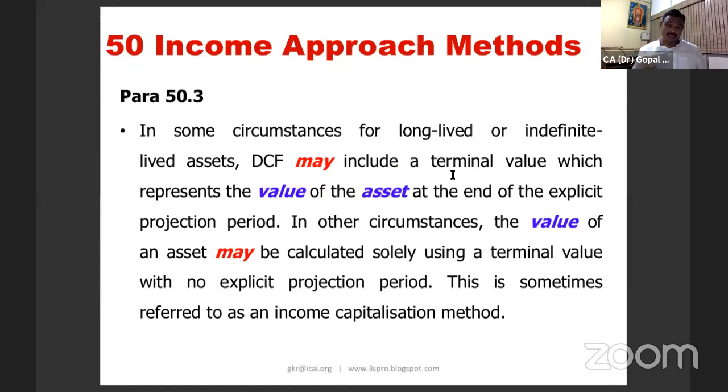There are circumstances for long-lived or indefinite-lived assets. Now here I want to make one observation. The word is indefinite. It is not infinite. Many of you should understand indefinite and infinite. Don't think both are the same.